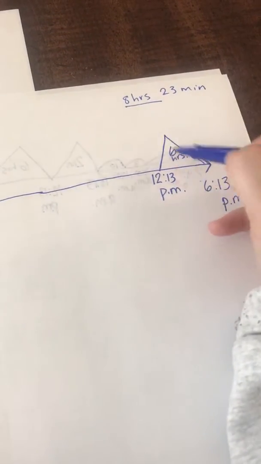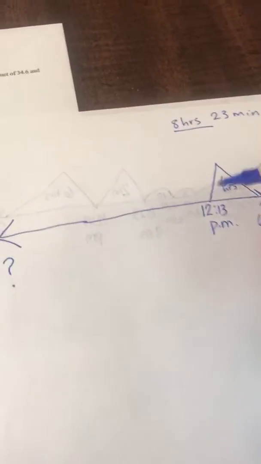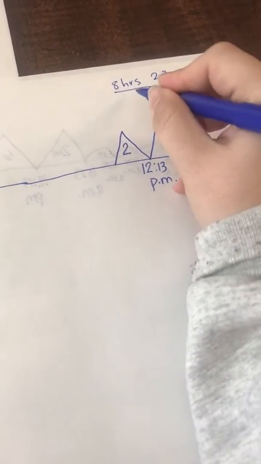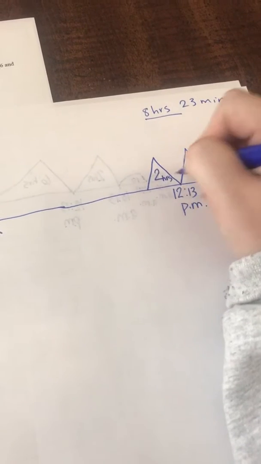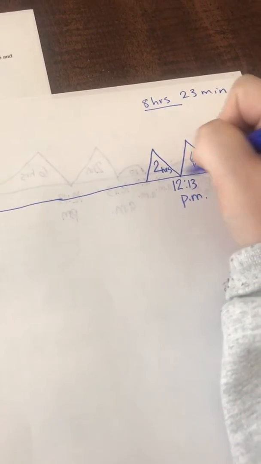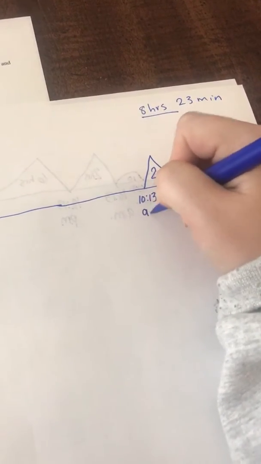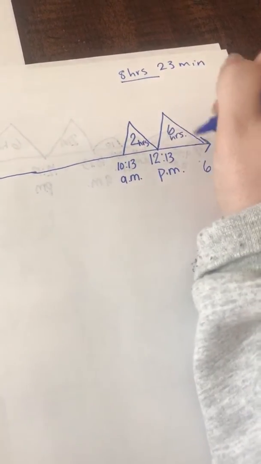Now I've jumped 6 hours out of the 8 hours. So I'm going to jump the other 2 because 6 plus 2 is 8. And 12:13 p.m., take away the 2 hours, is going to get me to 10:13. And now it is a.m. So that's what I was talking about. When you move over the 12 o'clock mark, you're going into the afternoon. Or since we're going back in time, we're going back into the morning.